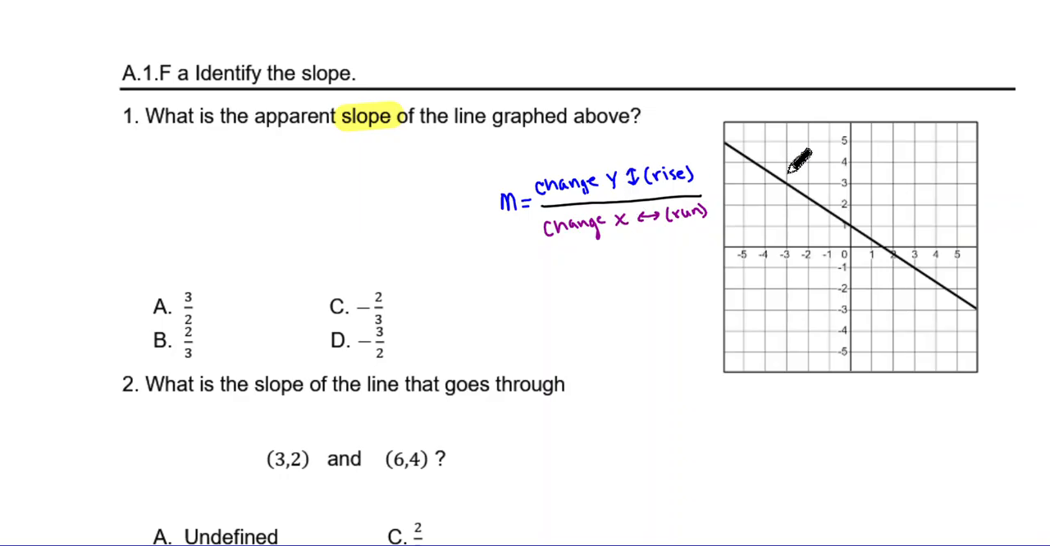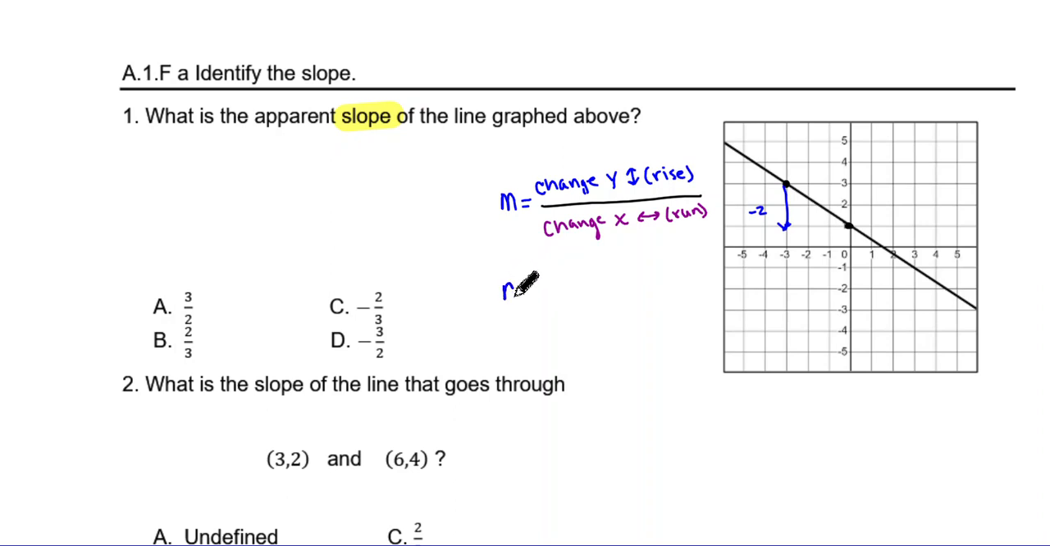When you have a graph, we're going to find 2 points. Here's a point, and then just pick another point. You can pick any 2 points that are on the line. Then let's look at the change in y. It looks like it went down 2, so I'm going to put -2 for the change in y.